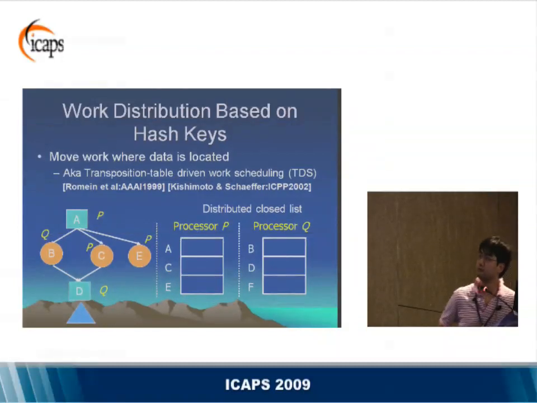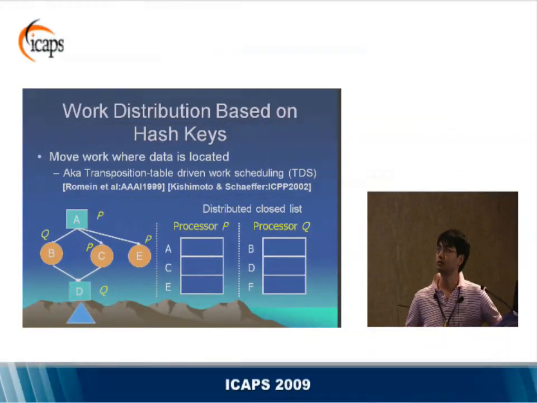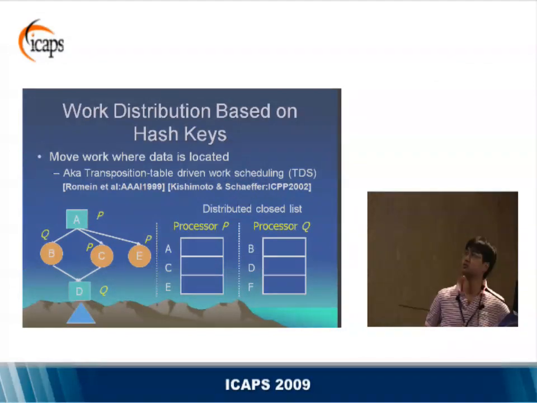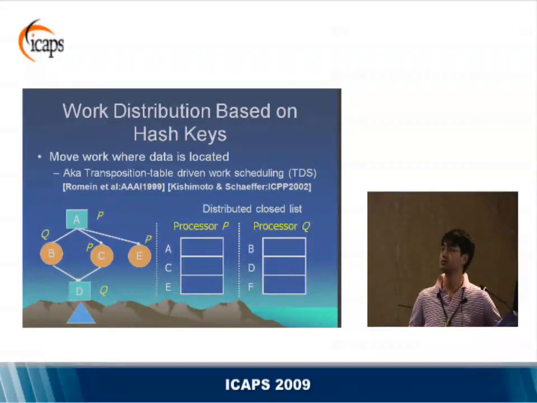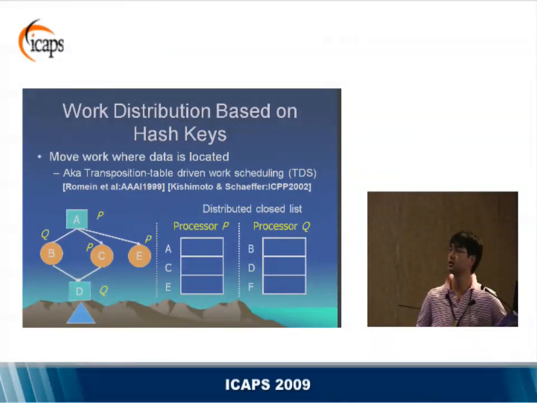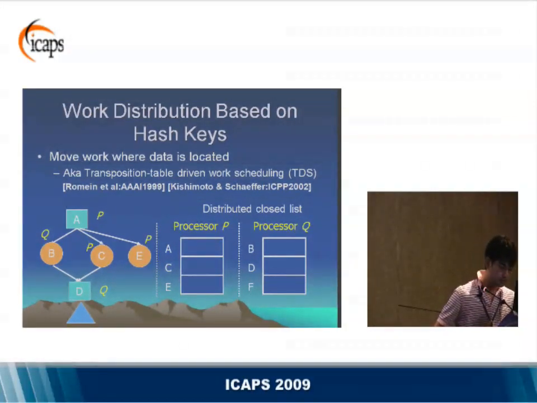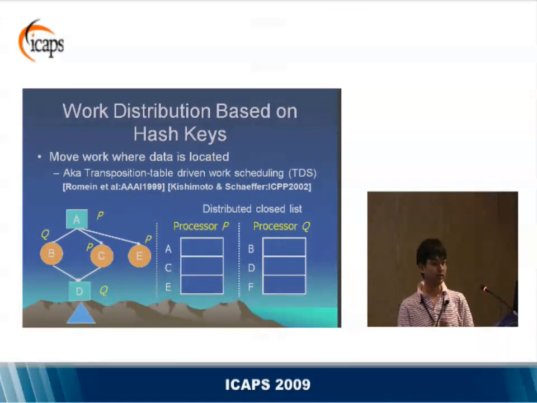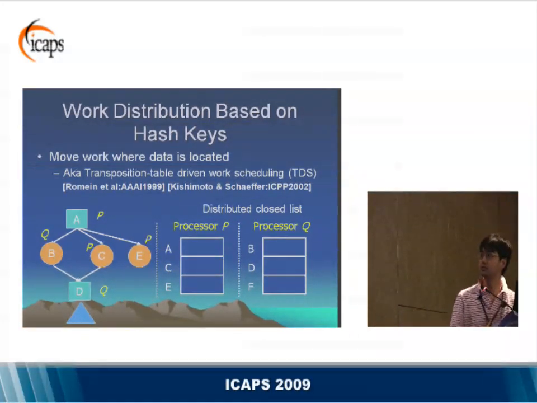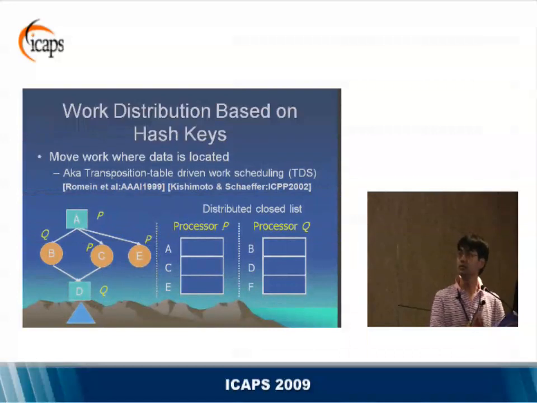There's one way to cure this problem by using a work distribution strategy based on hash keys, which is also known to game researchers as translation table-driven work scheduling, TDS. In the previous slide, what happened is that first we distributed work, and then we considered how to share data. In TDS, instead of doing so, TDS just moves the work to where the data is located.